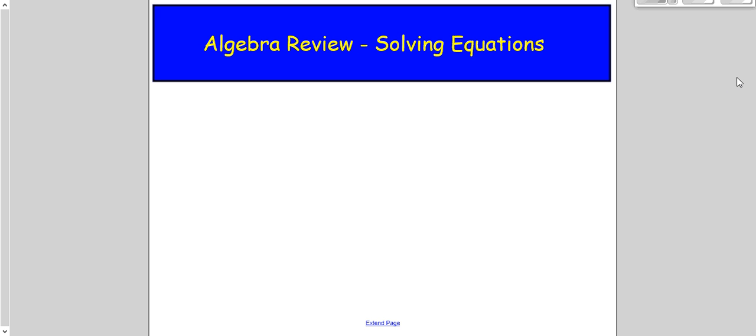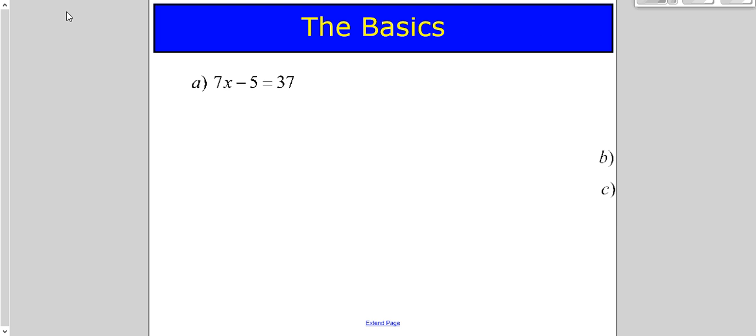Let's spend a few minutes taking a look at how to solve equations. Solving equations is one of those main skills that follow us all throughout our mathematics history and heading into future math courses. So we're going to remind ourselves of the rules around solving equations. Okay, let's begin with just the basics.